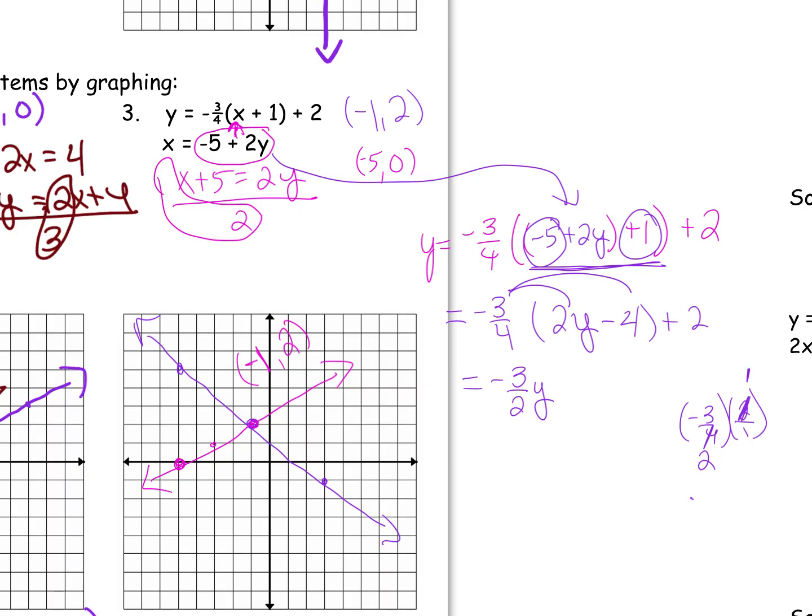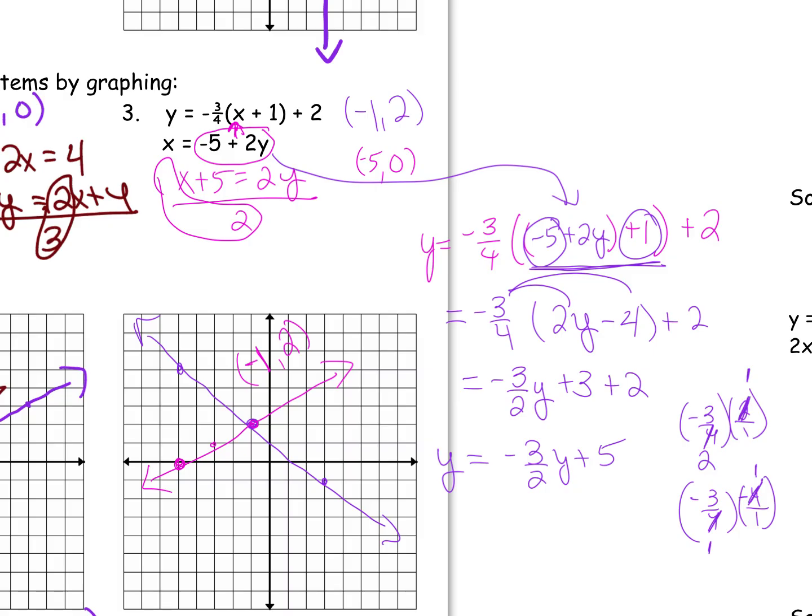Now I'm going to multiply negative 3/4 times 4. Is there anything we can reduce? 4 goes into 4 once. 4 goes into 4 once, leaving me with, and then I have, it's a negative times a negative, sorry, so that's positive. And then we add the 2. So now we have y equals negative 3/2 y plus 5.